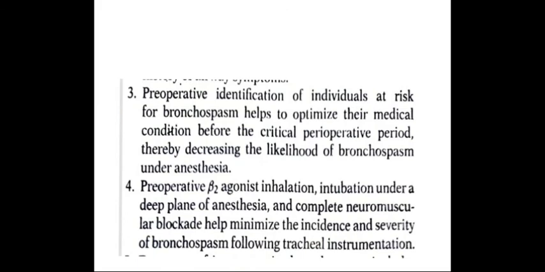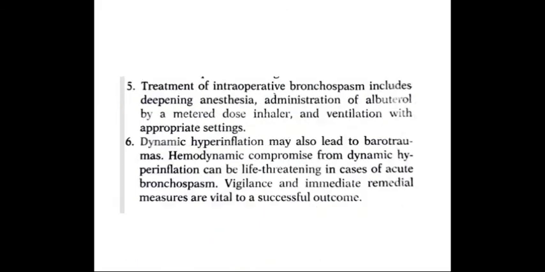Next, preoperative beta 2 agonist inhalation, intubation under deep plane of anesthesia, and complete neuromuscular blockade will help to minimize the incidence and severity of bronchospasm following tracheal instrumentation. The treatment of intraoperative bronchospasm includes: number 1, deepening of anesthesia, administration of albuterol by metered dose inhaler, and ventilation with appropriate settings.